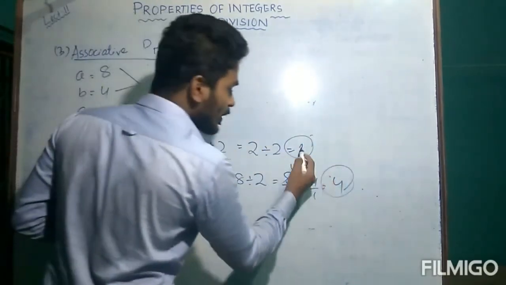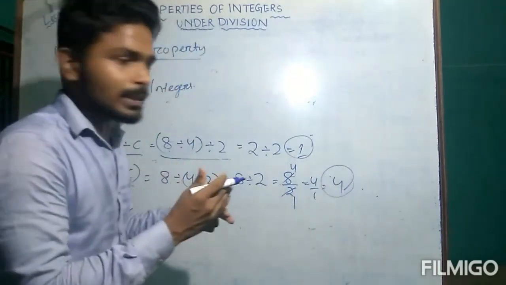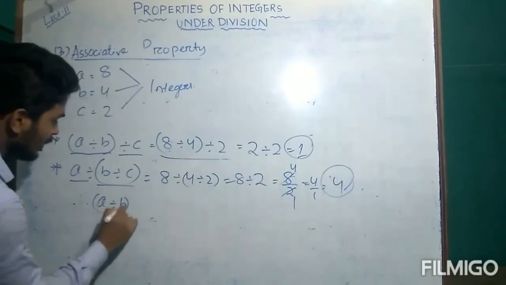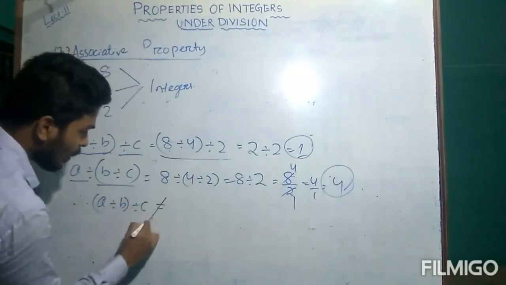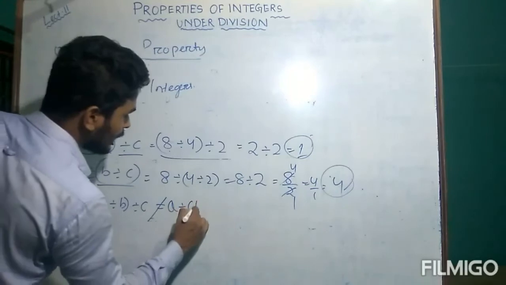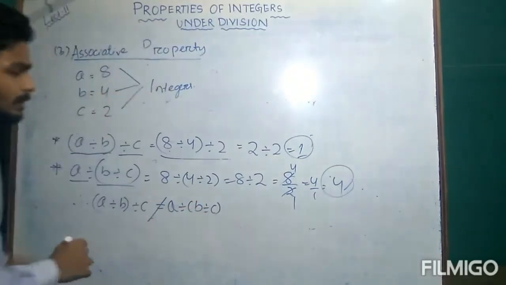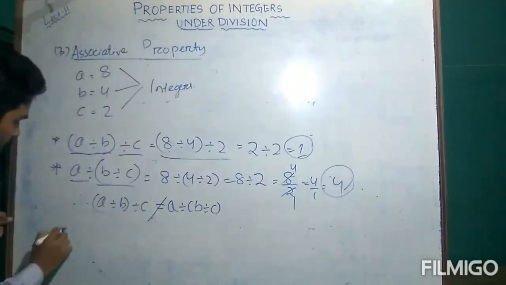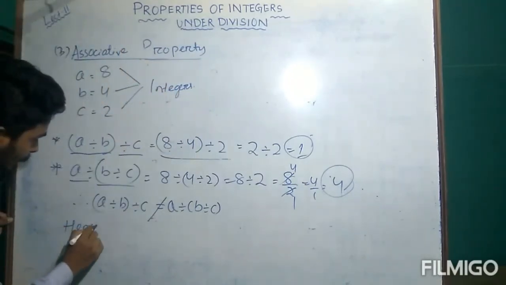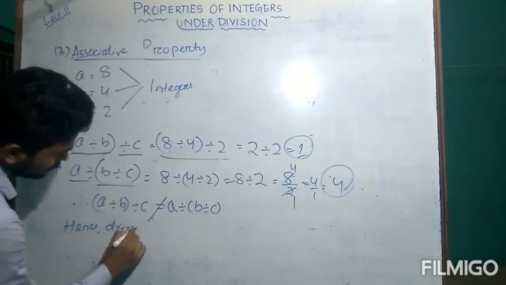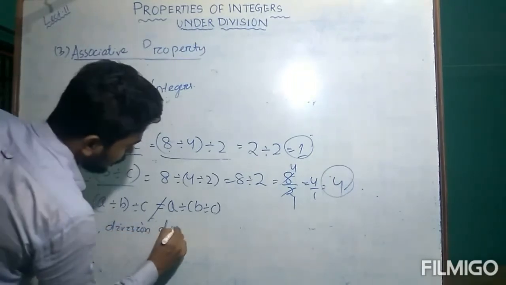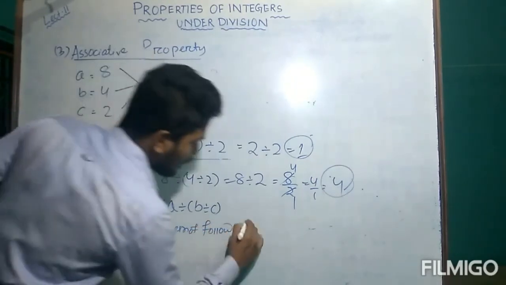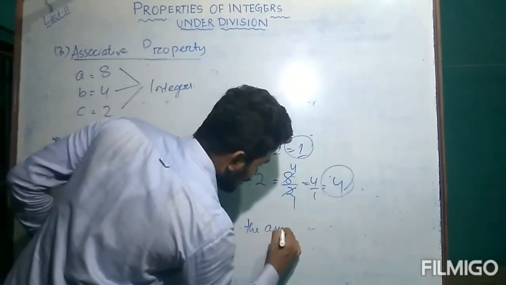That means these two results are not coincident with each other. Hence, you write (a divided by b) divided by c is not equal to a divided by (b divided by c). So here also, hence division doesn't follow the associative property.